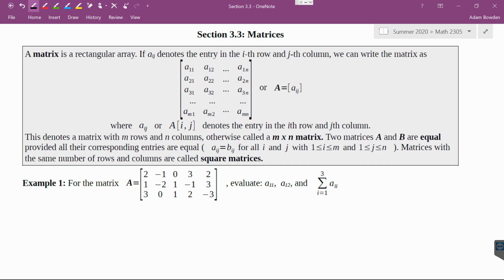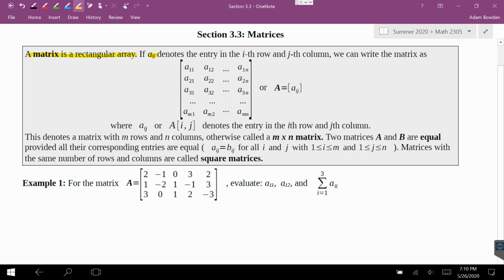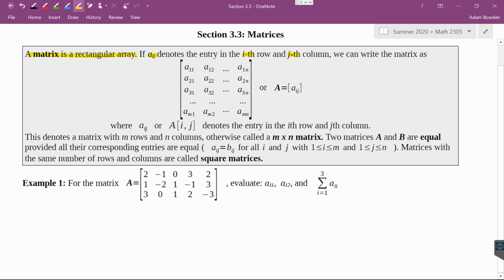In section 3.3, we're going to talk about matrices. To start off, I'll go through the definition and notation we're going to be using here. First off, a matrix is a rectangular array. A sub ij denotes the entry in the ith row and jth column.